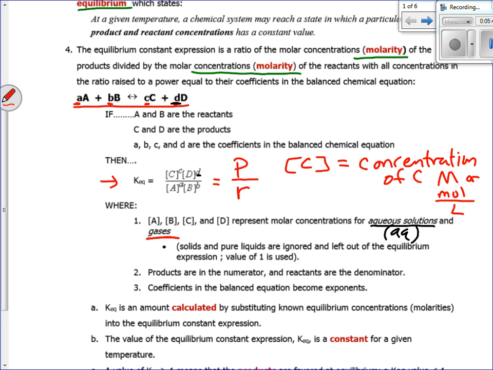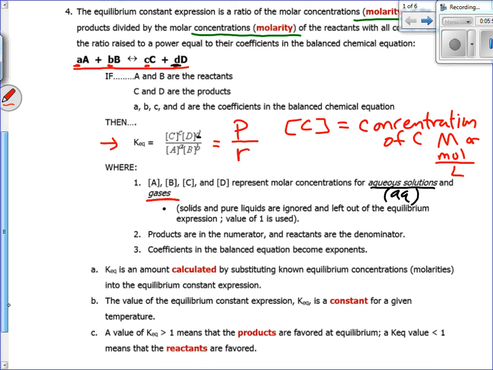The ones that do not have molarities are going to be solids or liquids. So if there's a solid or a liquid in your reaction, you have to leave them out. They don't get to be part of the equilibrium expression. I know, they get ignored and left out. And if you really want to, you can fill them in with ones. If you feel like you need to fill them in with ones as a placeholder, you're allowed to do that.